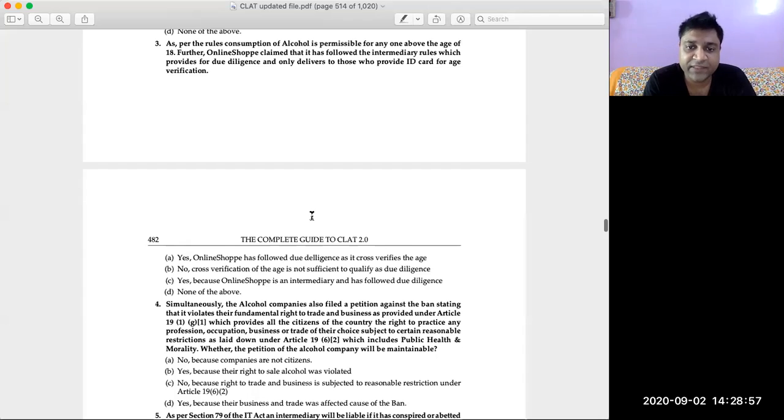Cross verification of age is not sufficient, because just because you did that doesn't mean that you are then allowed to sell. That's not sufficient. You have to go ahead with a complete ban. Okay, next, fourth one.